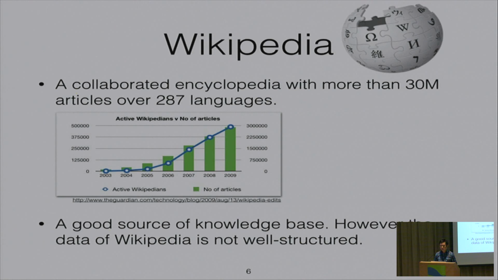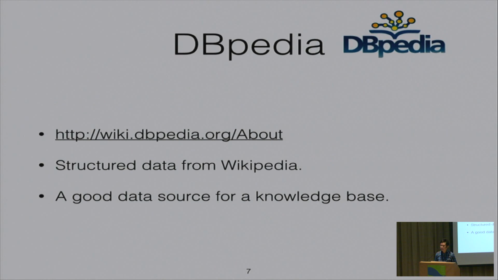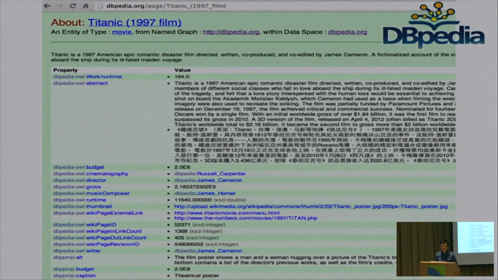We will not process the Wikipedia data dump directly. We will take advantage of another project called DBpedia. DBpedia is a structured data dump from Wikipedia. Some people try to structure the data from Wikipedia, so it would be a good data source for a knowledge base if we use the DBpedia data. Let's take a look at an example.